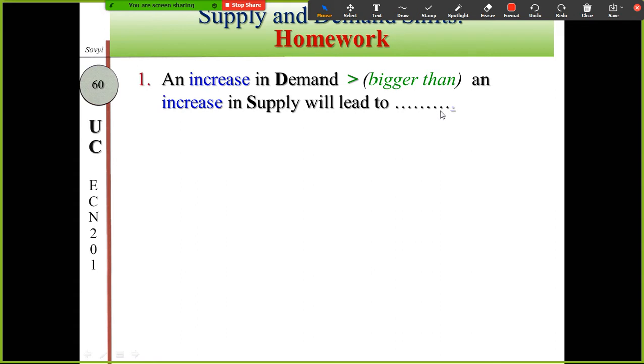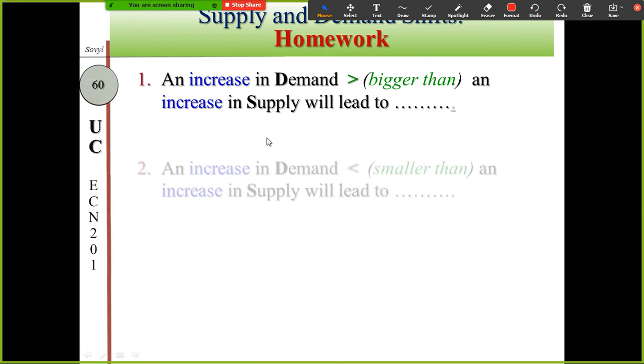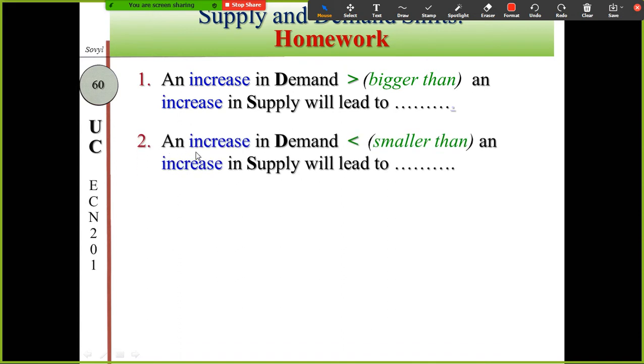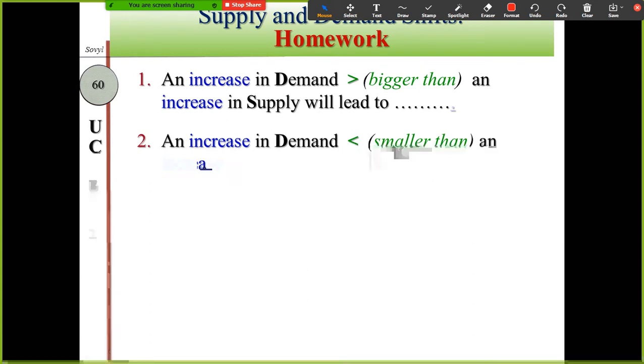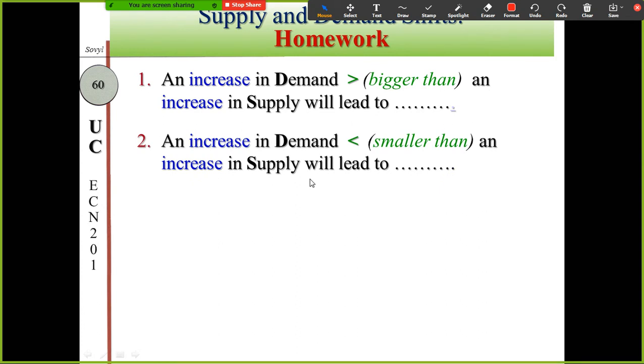So the market will lead to what? The equilibrium price and equilibrium quantity must be new, but new by going up or by going down? Okay, so that's why there is a point here. Second condition: an increase in demand smaller than an increase in supply. So this will lead to a new equilibrium price and equilibrium quantity.